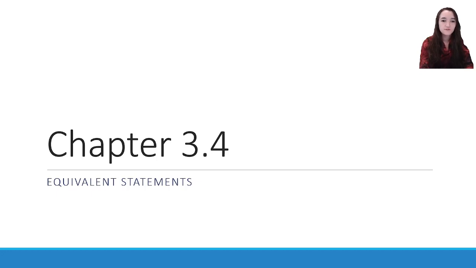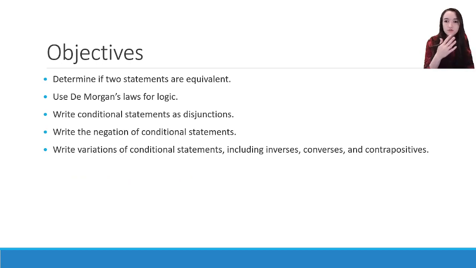Chapter 3.4, Equivalent Statements. So in this chapter, we're going to take all of the types of statements we've looked at before and figure out how we can manipulate them so that we can say them in different ways, but still mean the same thing logically.